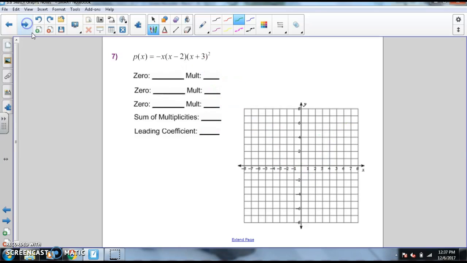Let's do one more. Actually, why don't you hit pause? You try this one, and then when you're done, hit play and check it.